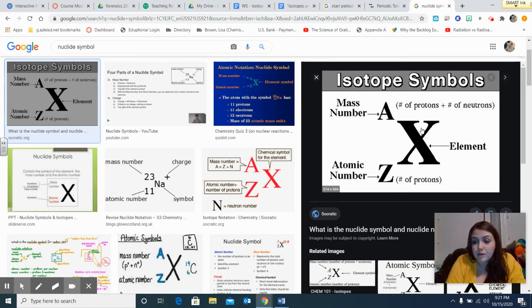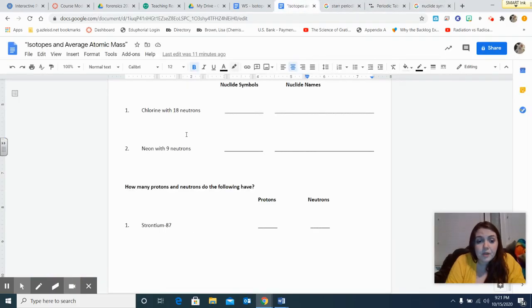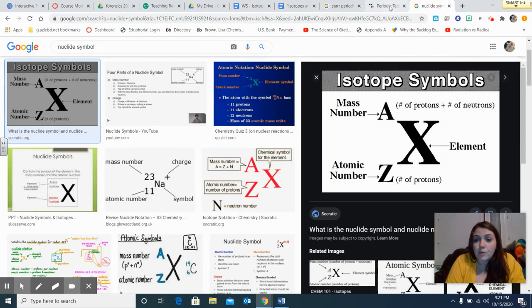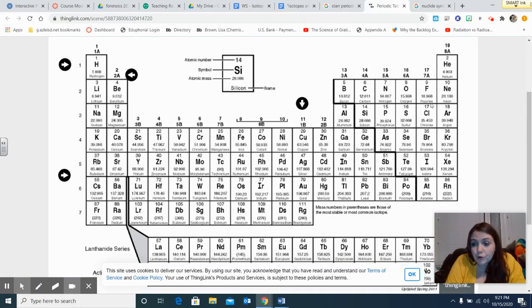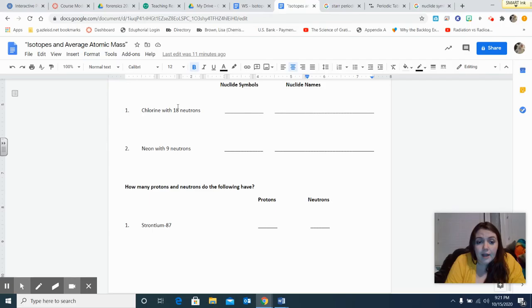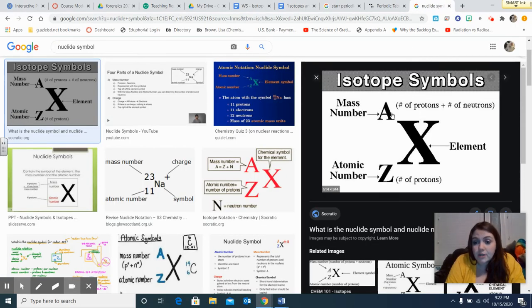So this right here would be a big Cl. And then I need the mass number on top, which is protons plus neutrons. They gave me the neutrons, 18. Well, how do I find the protons? Well, protons is always atomic number. So I would look at my periodic table. I'd look for chlorine, it has 17 protons. So I'd take my 17 protons and I'd add it to my 18 neutrons, and that would be my mass number. That mass number would go on top.